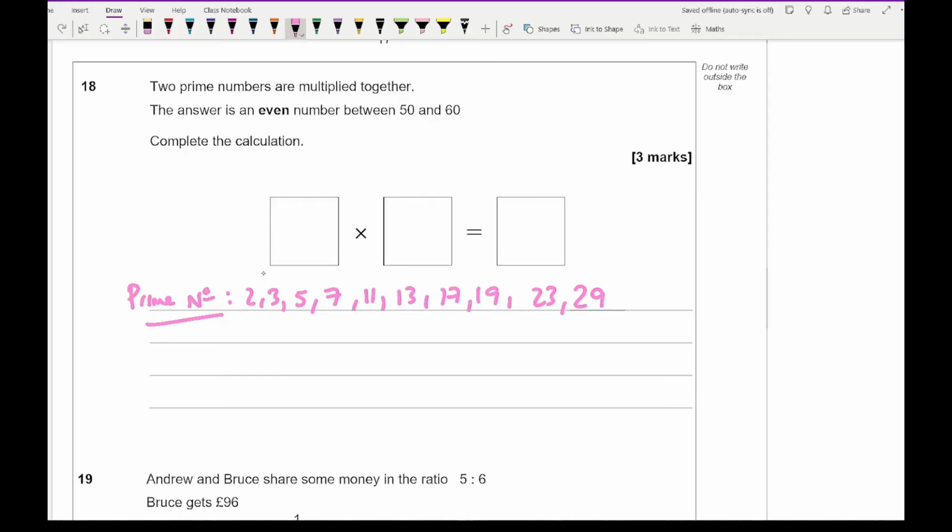So if I did write 31, 2 times 31 goes outside of this range, which is not what we're looking for. So here we're looking for two of these numbers which give me an even number between 50 and 60, and the answer I'm going to go for is 2 and 29, which gives me an answer of 58.